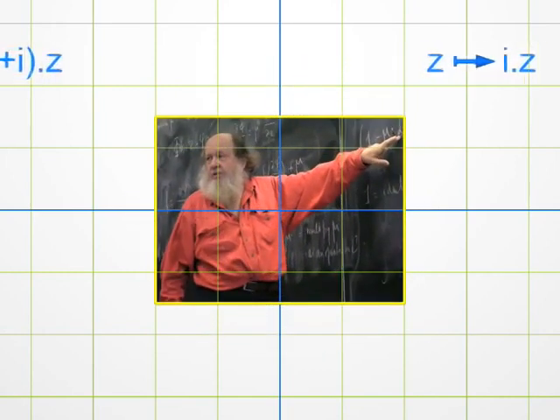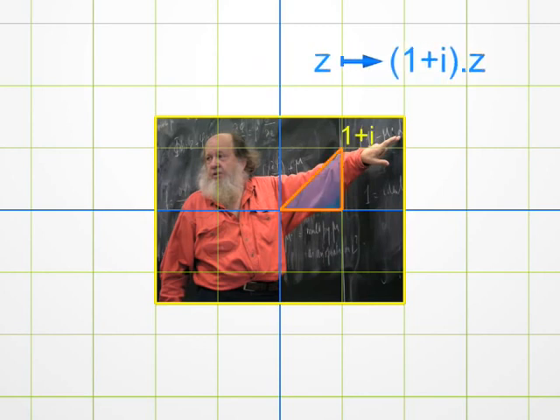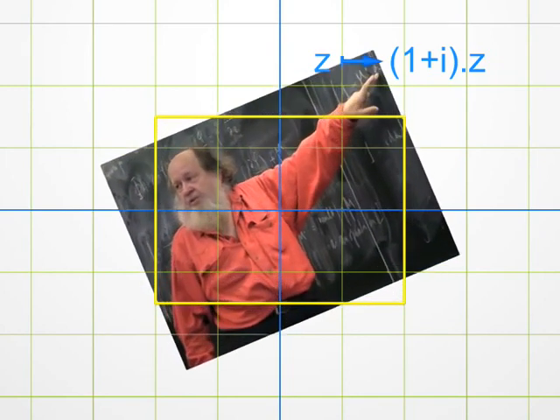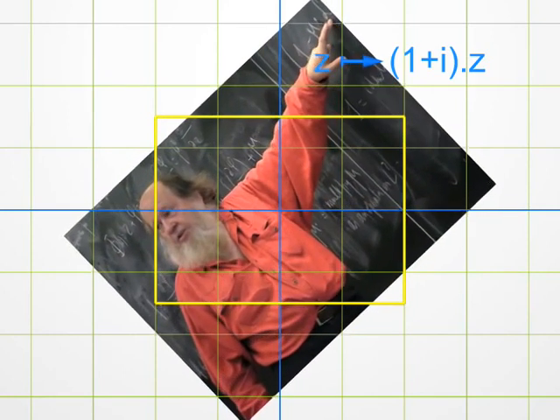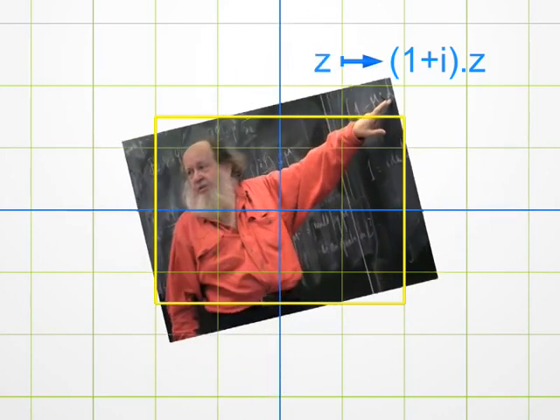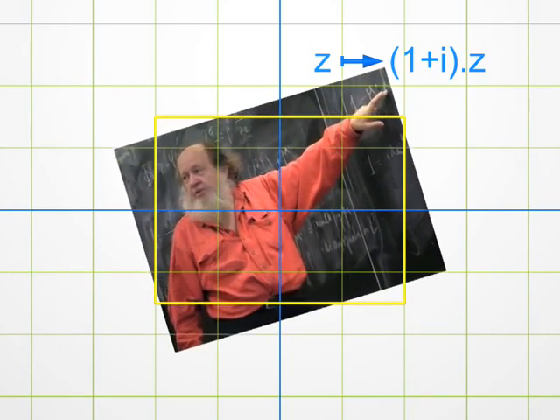Well, a bit more complicated. Multiplication by 1 plus i. Look at the complex number 1 plus i, corresponding to the point with abscissa 1 and ordinate 1. Its argument is 45 degrees, and its modulus is the square root of 2, using the Pythagorean theorem. Hence, multiplication by 1 plus i amounts to first multiplying its modulus by the square root of 2, and then adding 45 degrees to the argument. In simple words, you have to combine a dilation and a rotation. This is called a similarity.